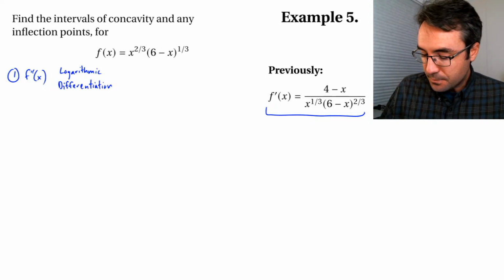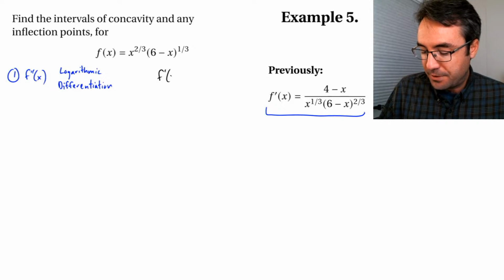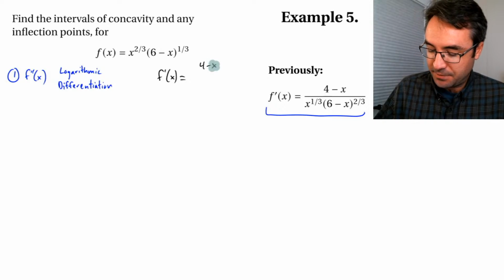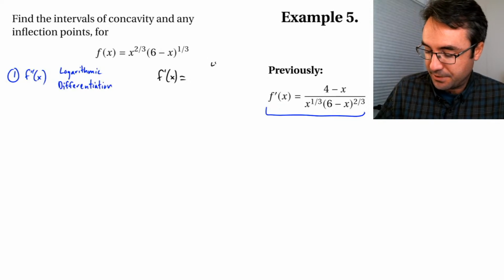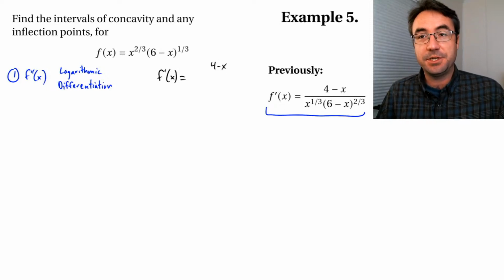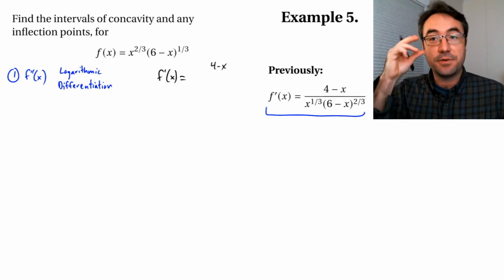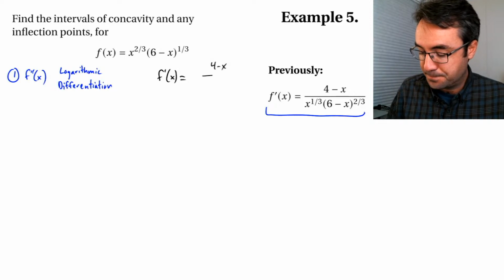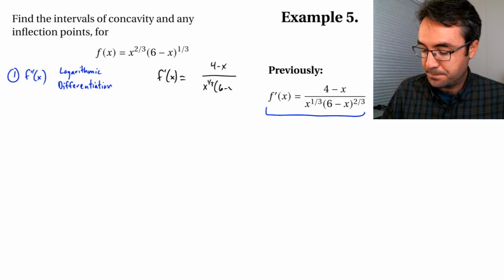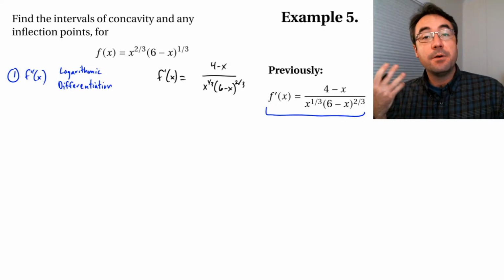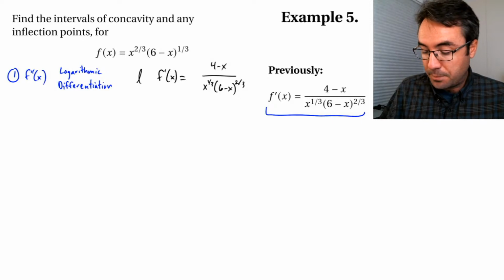So we're going to start with our derivative that we found, our first derivative, which was 4 minus x, and let's leave a little bit of room because the very first step for log differentiation, we're going to apply the log function to both sides. So let's leave a little bit of space there. So this is what we found for our first derivative. Very first step, we're going to apply the natural log to both sides.